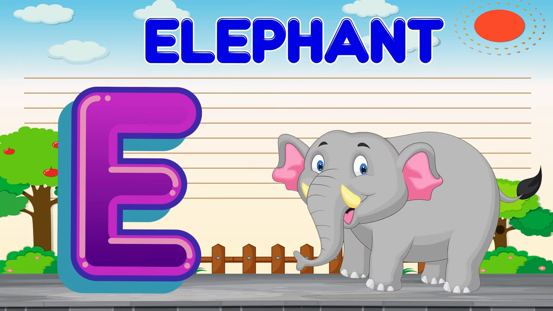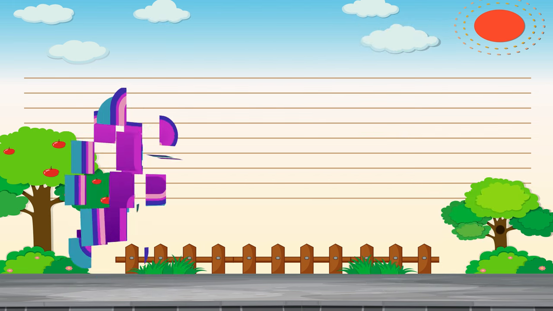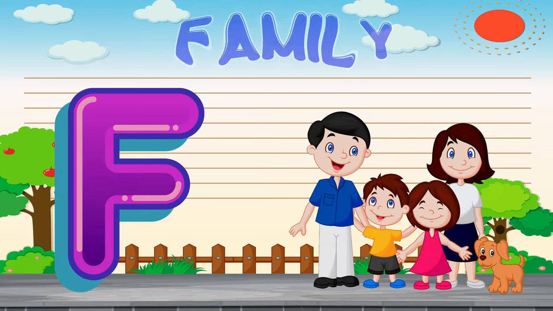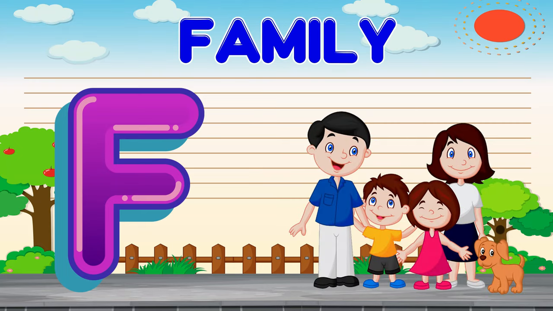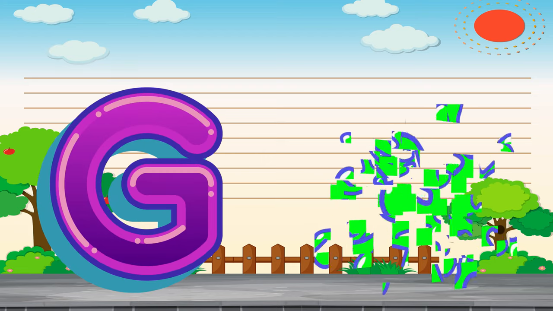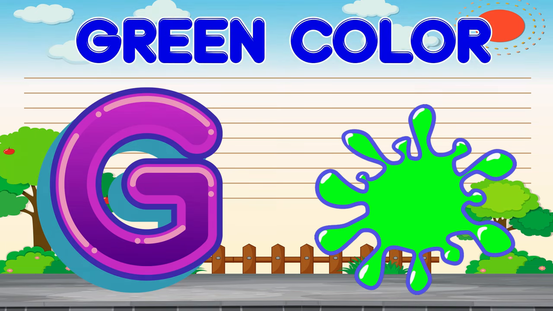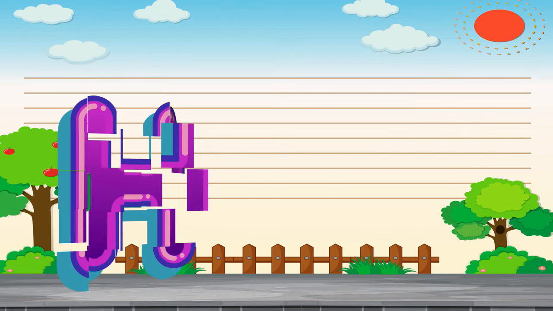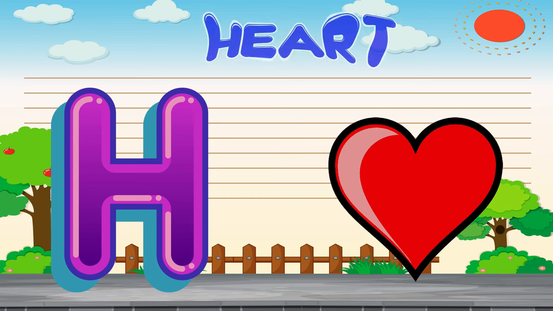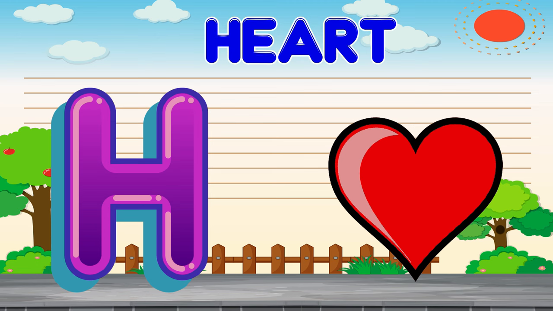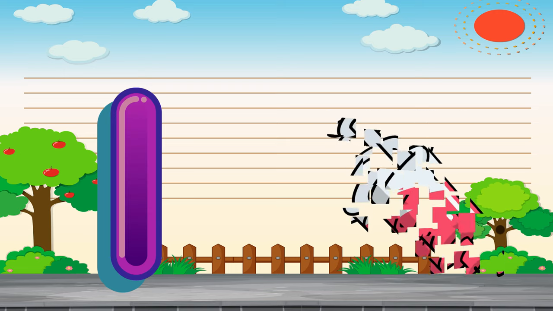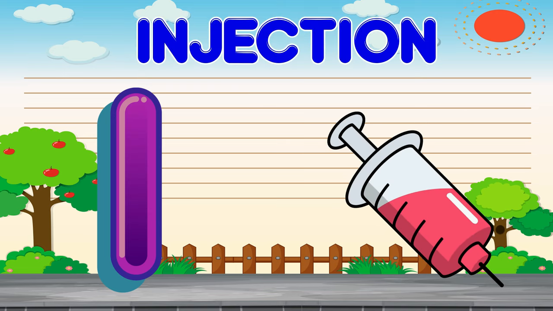E for elephant. F. F for family. G. G for green color. H. H for heart. I for injection.